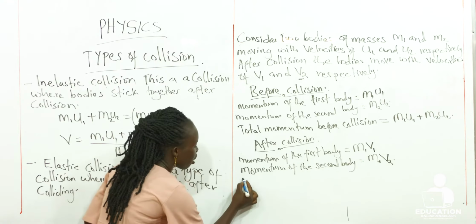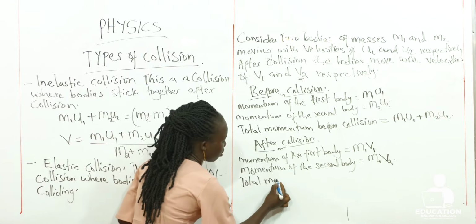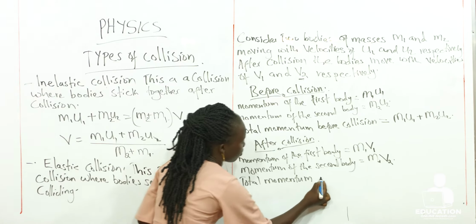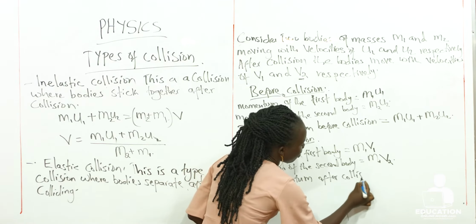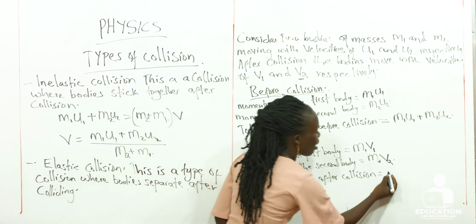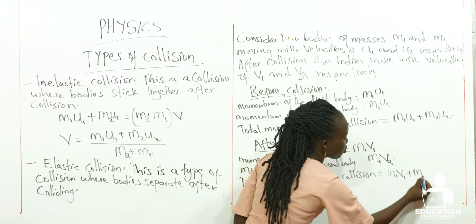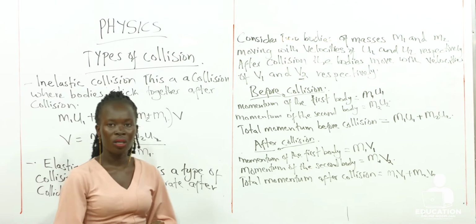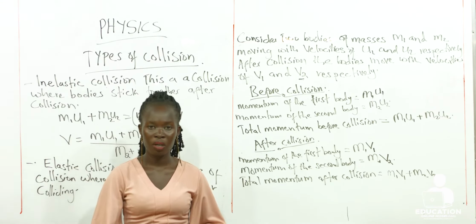So we shall have our total momentum. The total momentum after collision will be the momentum of the two bodies. So we shall add our M1 V1 plus M2 V2. Adding these two gives us the total momentum they were moving with after crashing.